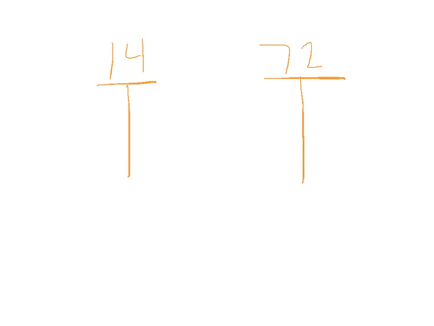All right, so factors of 14. 1 and 14. 2 and 7. 3, nope. 4, nope. 5, nope. 6, nope. That's it. Okay, so 72, we have 1 and 72.